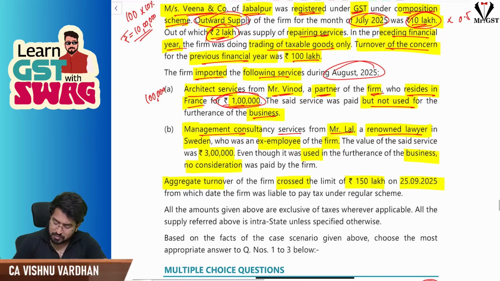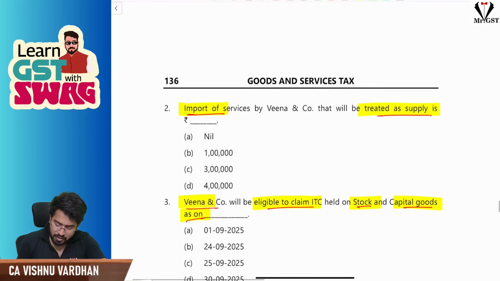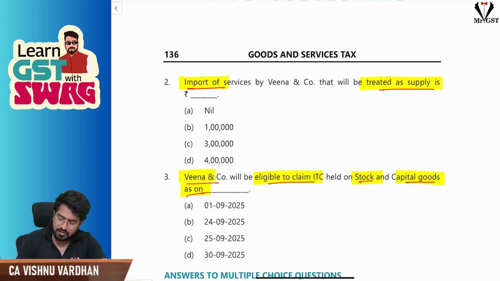And here, management consultancy services from Mr. Lal, a renowned lawyer, Sweden, ex employee of the firm. The value is 3 lakhs, used for business, but no consideration was paid. So here, even though it is worth 3 lakhs, we did not pay any consideration, and he is an ex-employee, not current employee. So you should never consider ex-employee as related. Ex is never related to you. Okay, if you know, you know. So that way here the value is 0. So if you see the question here, import of services by Veena and Co that will be treated as supply is 1 lakh.